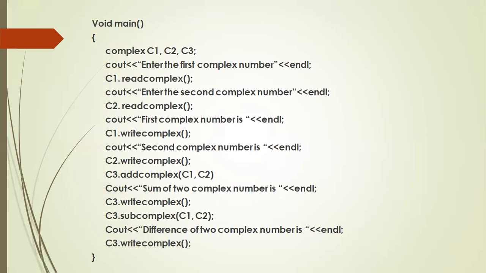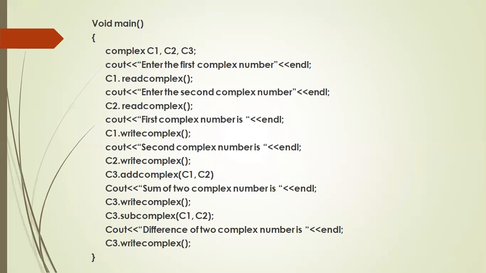Here the inputs are C1 and C2. The output object is C3. So C1.readcomplex, cout enter the second complex number, C2.readcomplex. So you are calling the readcomplex function with C1 and C2. Next, you can display them by calling C1.writecomplex and C2.writecomplex. So the first complex number is C1.writecomplex. Cout, the second complex number is, call again C2.writecomplex. So you are inputting two complex numbers, and you display them.